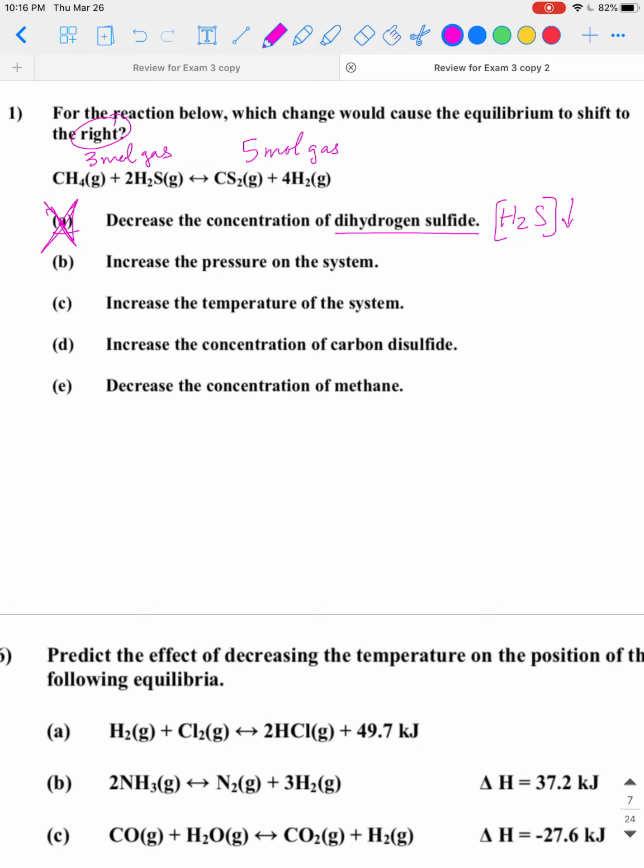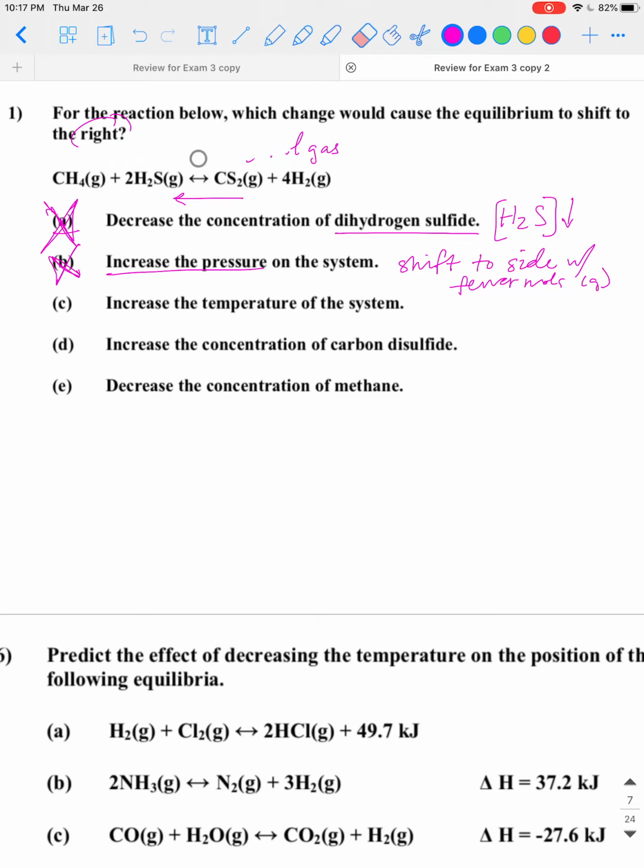So we have a difference in the number of moles of gas, and if you increase the pressure, it will cause the system to shift to the side with fewer moles of gas. If you increase pressure, then we're going to shift to the side with fewer moles of gas, which is the reactant side. So that would cause a shift left. So B is not what we're looking for either. We want to know which thing's going to cause equilibrium to shift right.